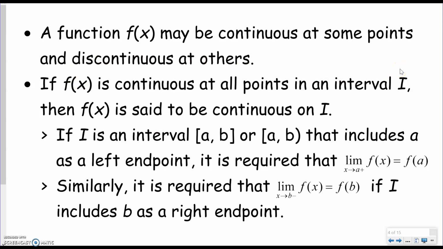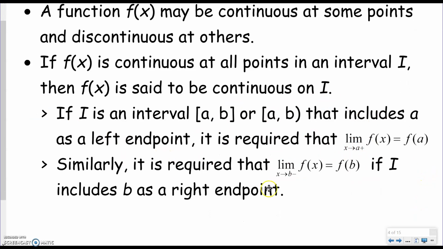So it's possible for functions to be continuous at some points and not at others. If f is continuous at all points on an interval, then it's said to be continuous on the interval. There's some information here as far as left endpoint and right endpoint.